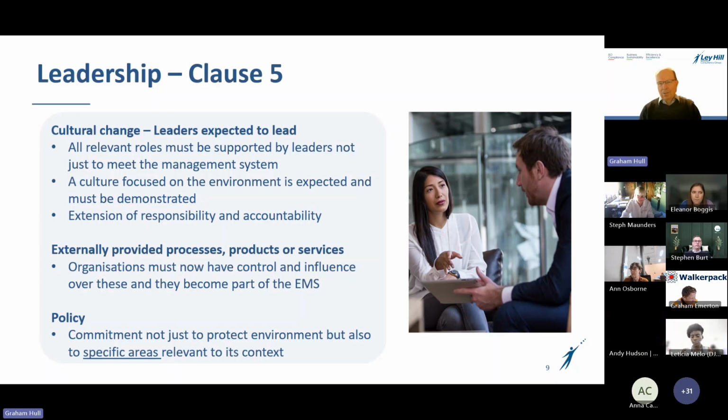The policy statements that used to be written were fairly standard, but the commitment is not just to protect the environment, but now needs to say what it is we do and how we're going to deal with specific areas within your context. So if you go back to that first clause 4 about those different conditions, if you have a particular issue with biodiversity, you would expect to see that in your policy statement, not just we make a commitment to protect the environment, which is what has been happening in the past.